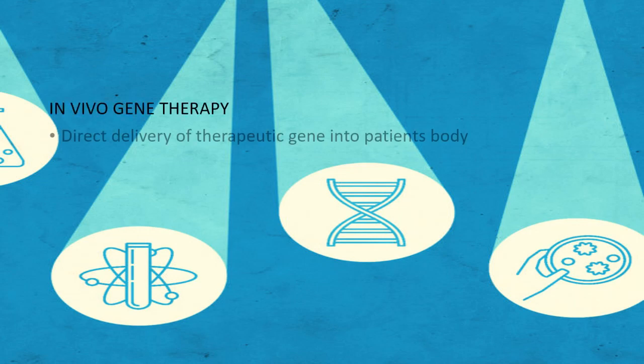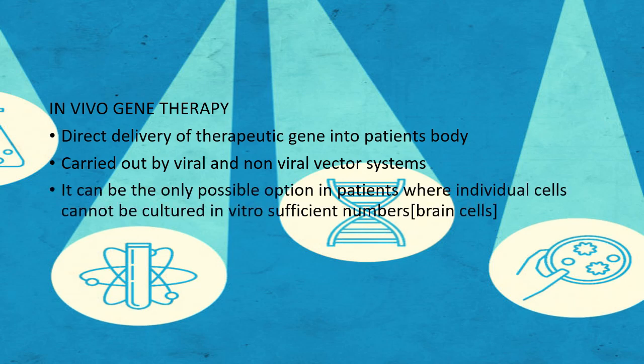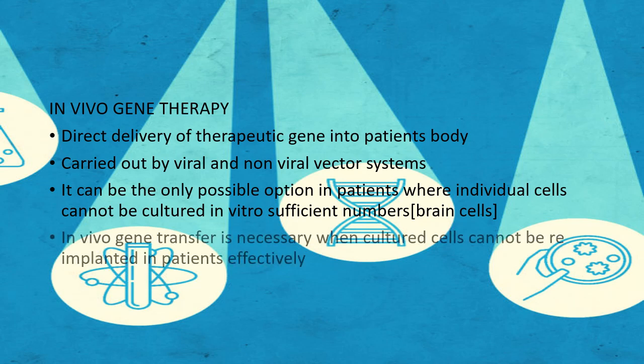In vivo gene therapy. Direct delivery of therapeutic gene into the patient's body carried out by viral and non-viral vector systems as we have seen in the picture earlier. So it can be the only possible option in the patients where the individual cells cannot be cultured in vitro in sufficient numbers, that is the brain cells. In vivo gene transfer is very necessary when cultured cells cannot be reimplanted in the patients effectively.